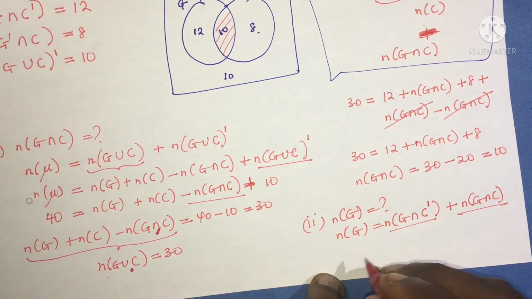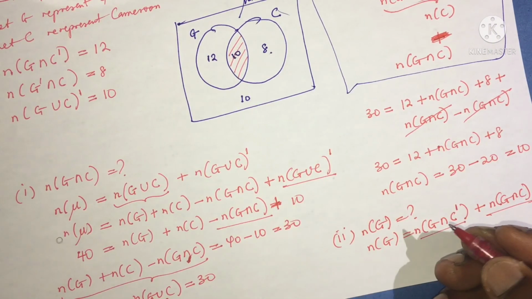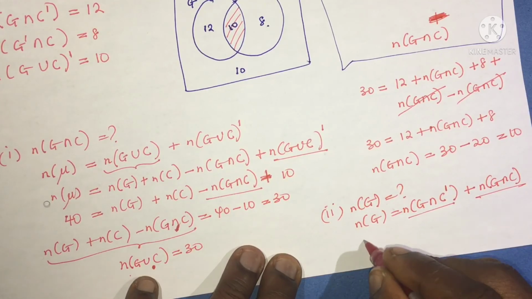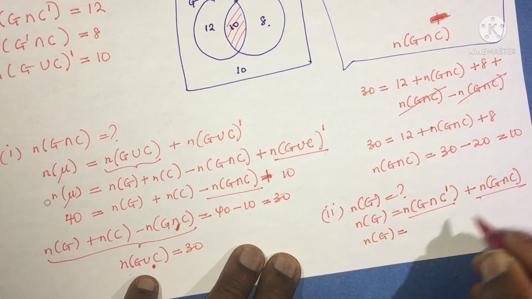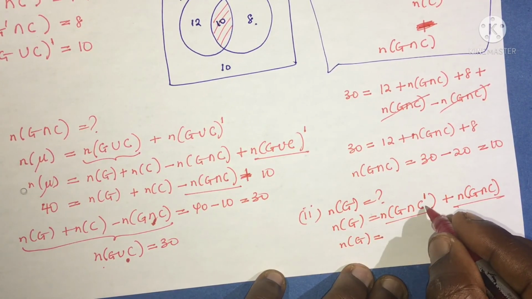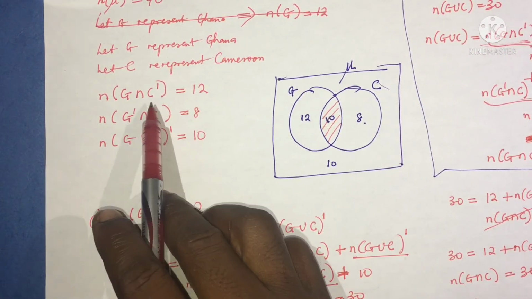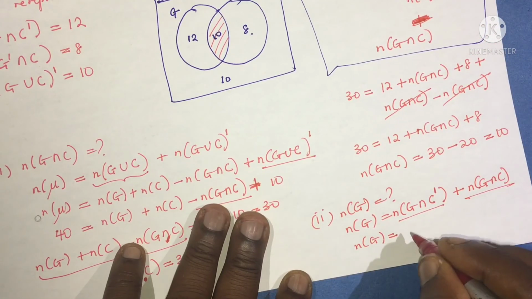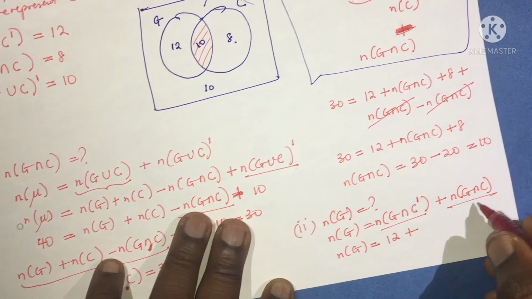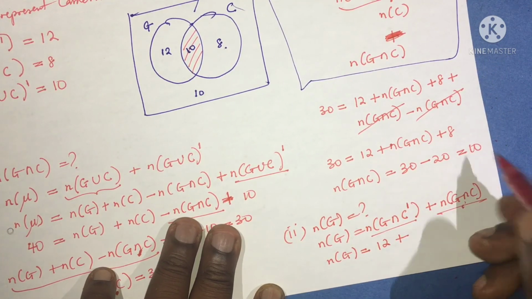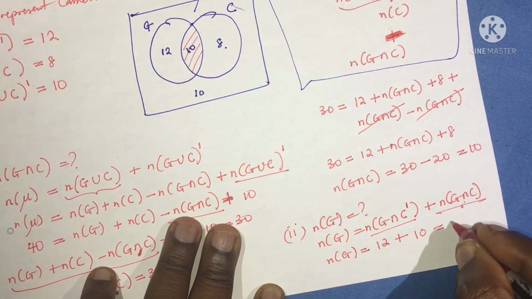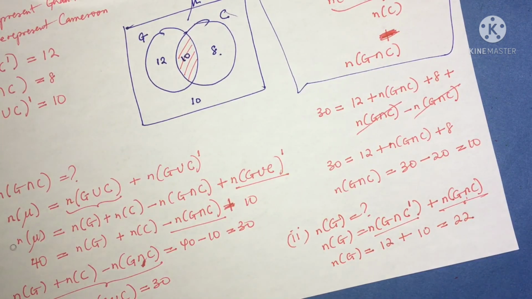Since we want those who had traveled to Ghana before, we are going to have n(G) equals n(G intersection C prime), which was given to us as 12. So we're going to bring 12 here. And now that we have obtained n(G intersection C) to be 10, we bring 10 here. The result gives us 22, and that ends the problem. So try to understand what we've done. Watch the video again, and you will understand clearly what we have done.